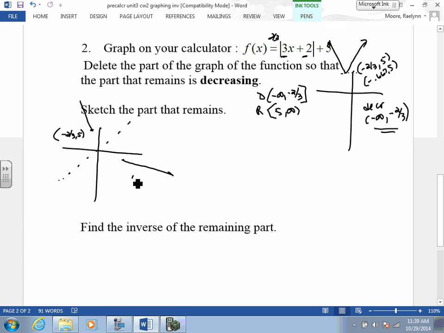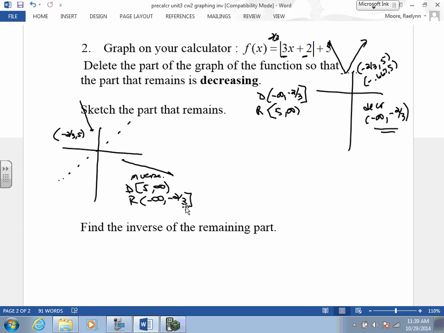So I know my inverse is going to be here somewhere. And what's the domain of my new inverse going to be? Good. And what's the new range going to be? Very good, because we interchanged your domain and your range. So does that visually look like it works? Yeah. So now, to find your equation, we have to go through a little bit more.